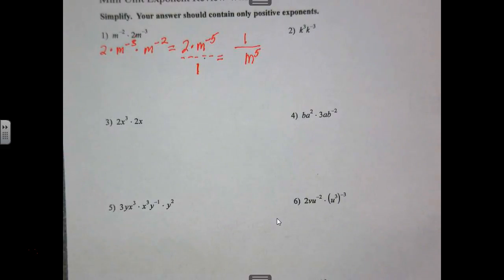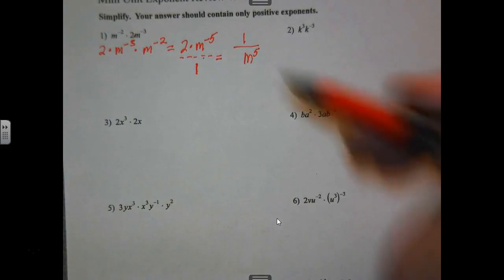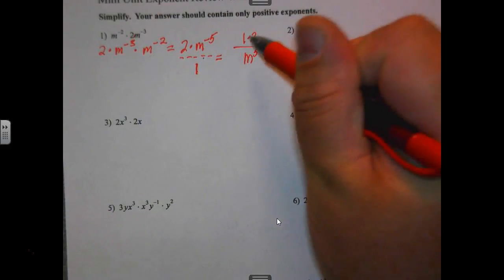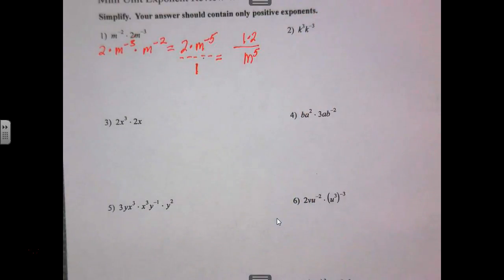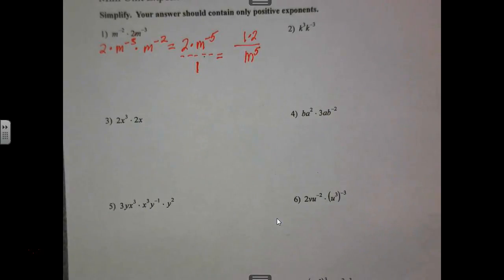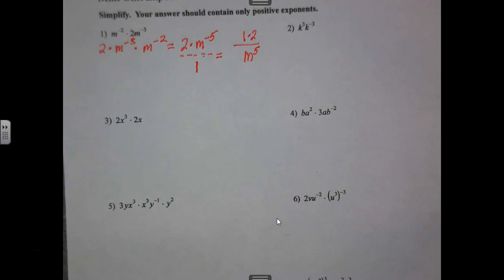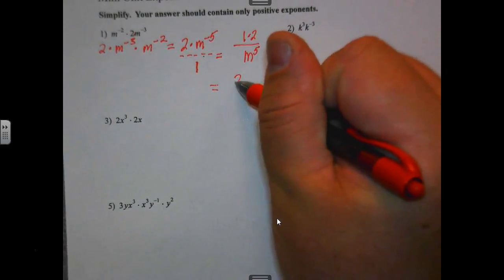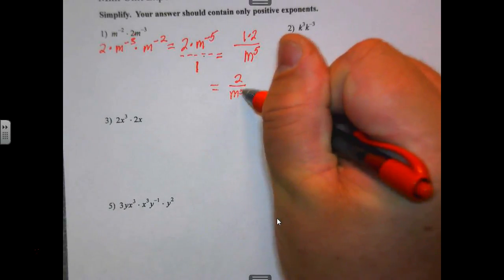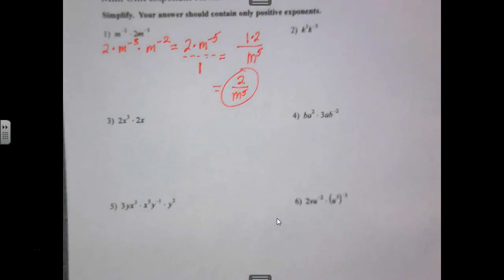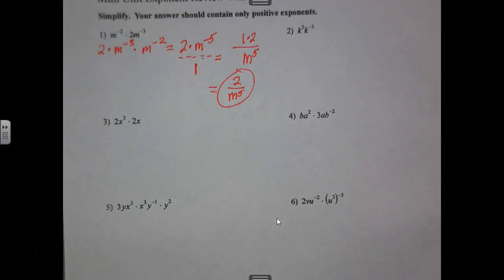Now, I need the 2. You can put 1 times 2 in there, or you can just put the 2, however you want to do it. If it helps you to put the 1 in there, fine. If you want to just simplify it and put 2 over m to the 5th, that's great too. Okay?